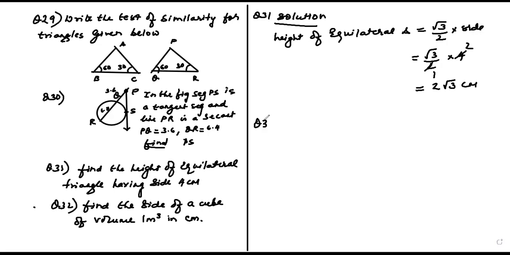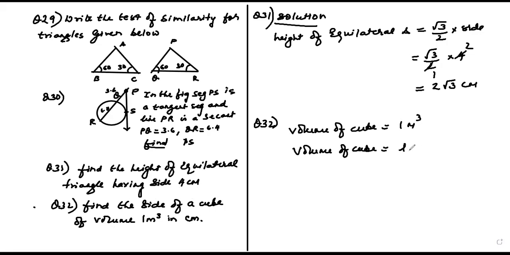Then come to question number 32. It says, children, find the side of a cube of volume 1 meter cube in centimeter. What is given? Volume of a cube is 1 meter cube. What is the formula for volume of a cube, children? Volume of a cube equals side cube, or L cube, where L is the side of the cube. Therefore L cube equals 1 meter cube, so L equals 1 meter.